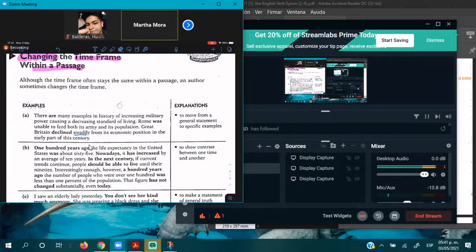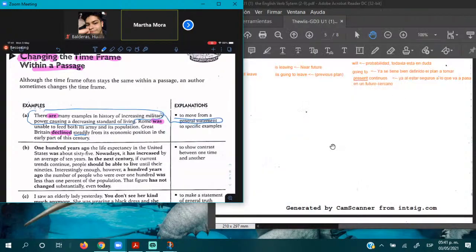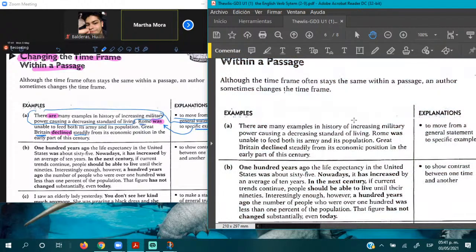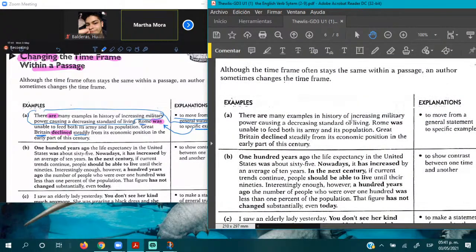Okay. So, here we see the changes. We start in present, then we have past, and then we have past. What is the explanation, please? To move from a general statement to specific examples. So this is the general statement. And these about Rome and Britain are the specific examples taken from the past. So that is why these are in past.